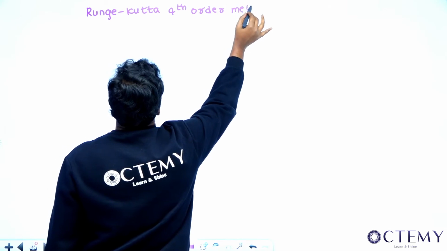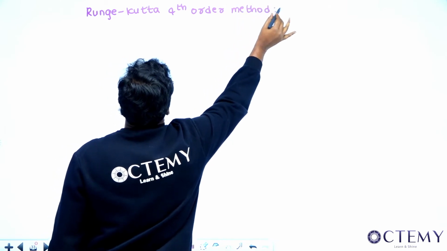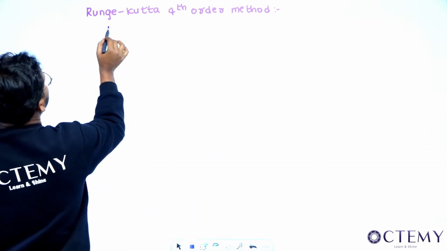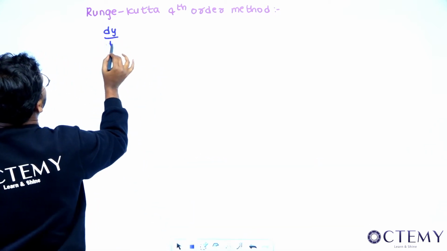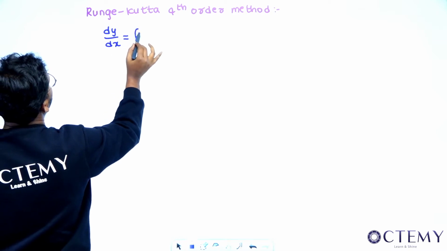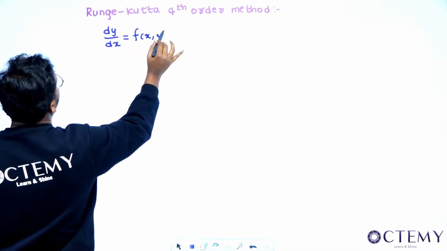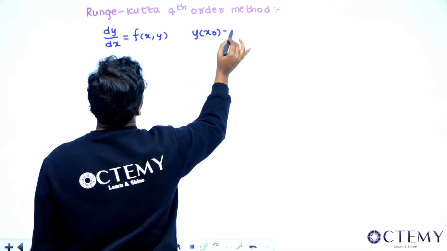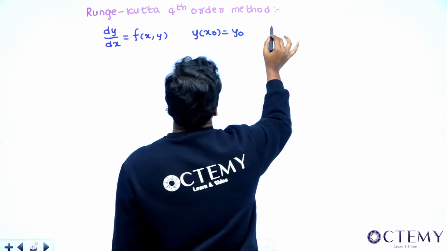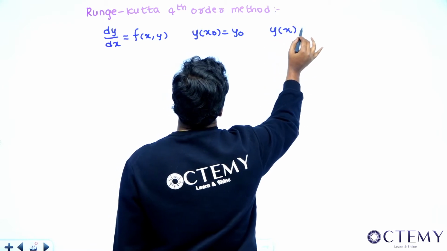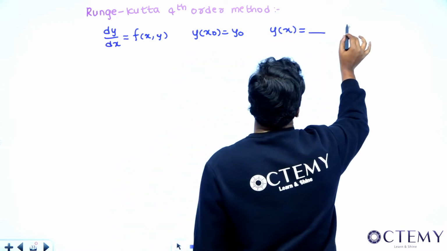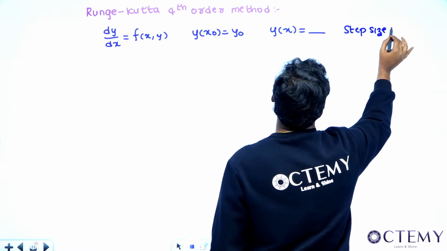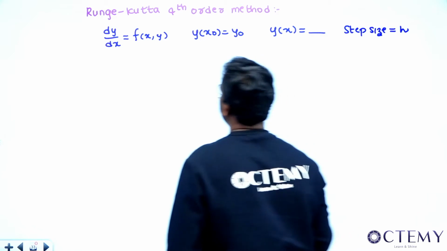The same information will be given to you, sir. What is the information given to you? It will be something like this: dy by dx will be equal to some function of x comma y, and the initial condition will be y of x0 equal to y0. They will ask you for y of x equal to something, and they will give a step size of h. What will be the step size? H they will give you, sir, right?